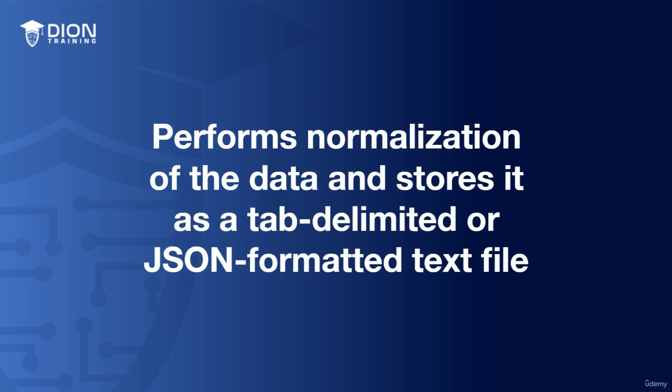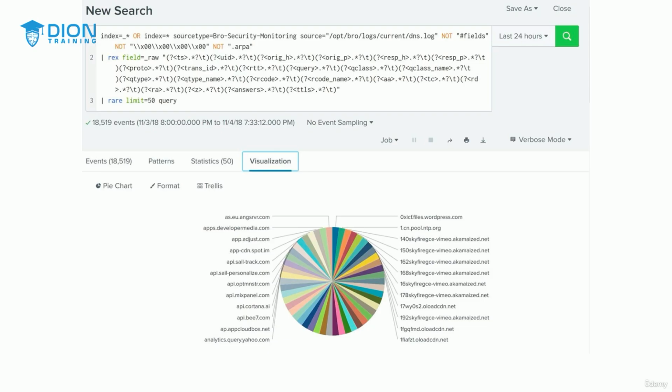Zeek also does a great job of normalizing all of this data for us by storing everything in either a tab delimited or JavaScript object notation, or JSON, formatted text file. Now, once you have this normalized data file, you can then import it into other tools for visualization, searching, or analysis. For example, here I've taken the Zeek logs and I've imported them into Splunk, and now I can search for specific information during my analysis of a potential incident.